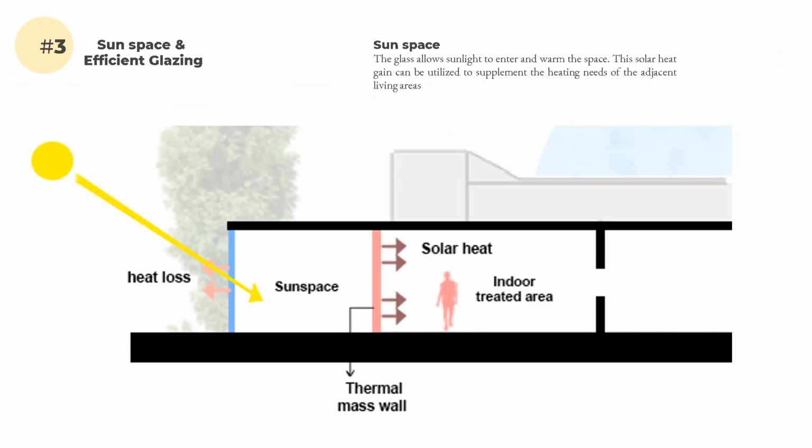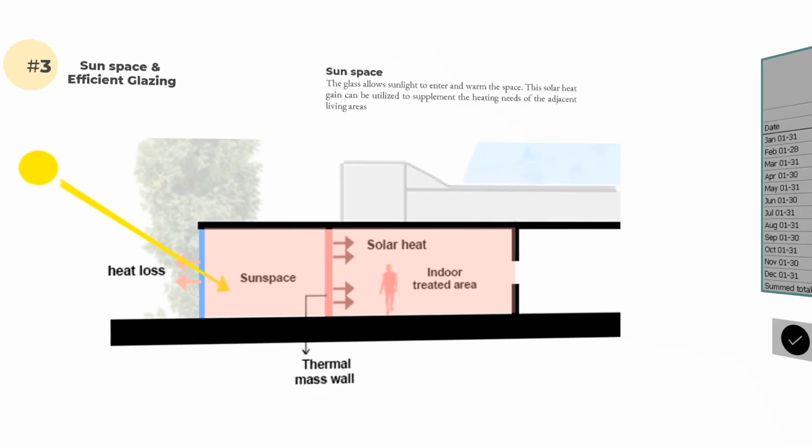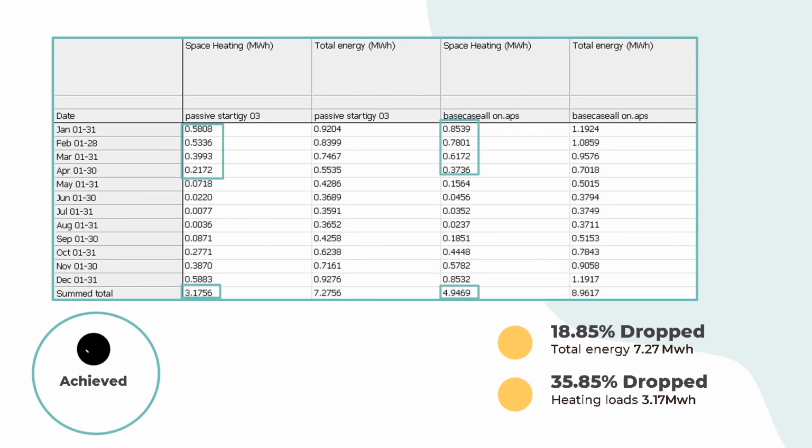Moving to the last strategy used, sun space and efficient glazing. A sun space was placed in a guest house, and it plays a significant role in passive cooling and heating of the building. So the sun space mechanism is the glass allows sunlight to enter and warm the space. Then the solar heat gain can be utilized to supplement the heating need of the adjacent living area. So this strategy can capture solar radiation for heating purposes in winter, while in summer warm air can be vented out during hot weather. After that, the IES simulation has been done to test this strategy.